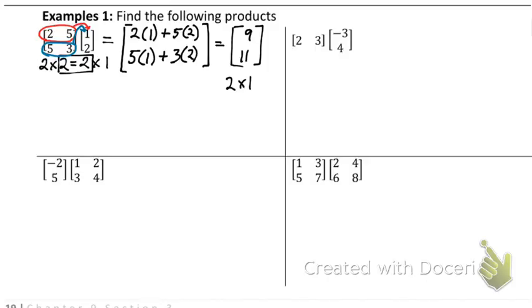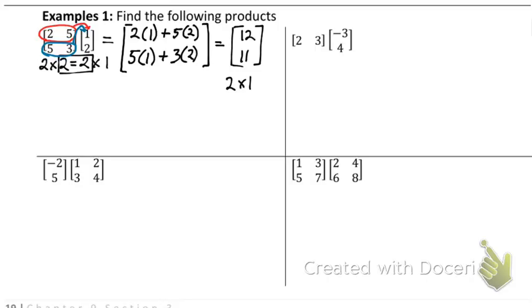Were you just testing us? It was a giant test of my mental math, which was terrible. How did I get 9? Oh, I did 5. Yeah, that's probably what I did. All right, so it should be 12 and 11, which is a 2 by 1 matrix.